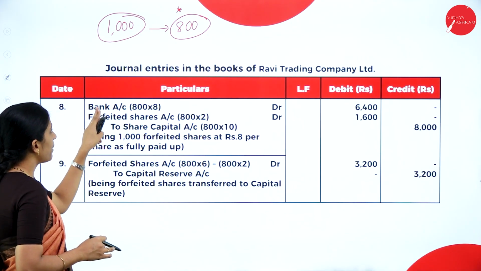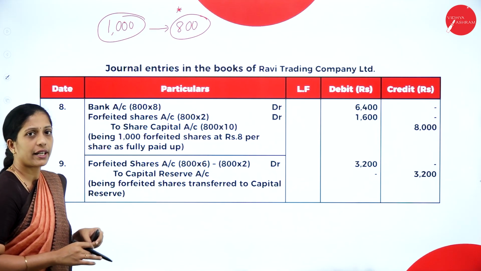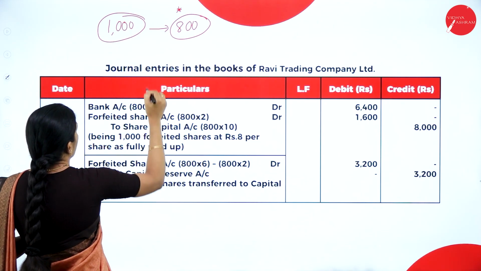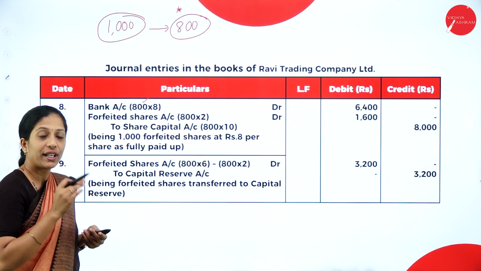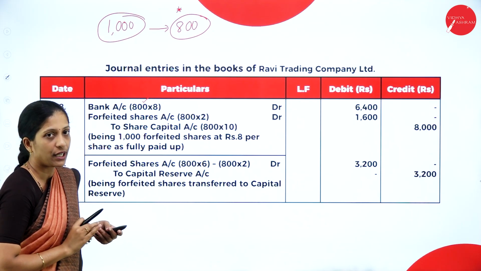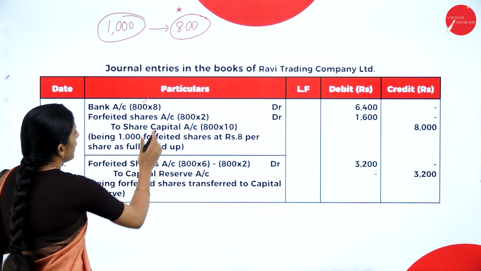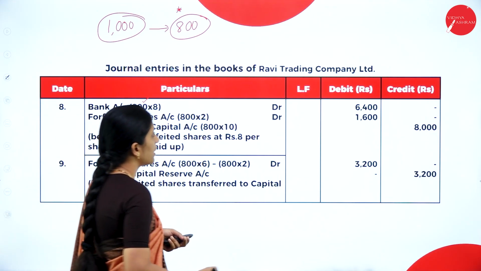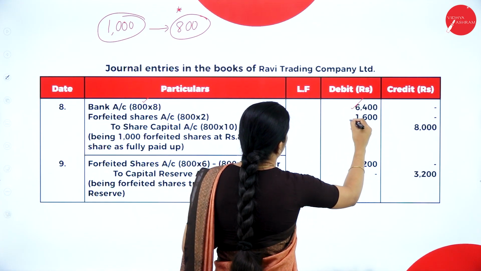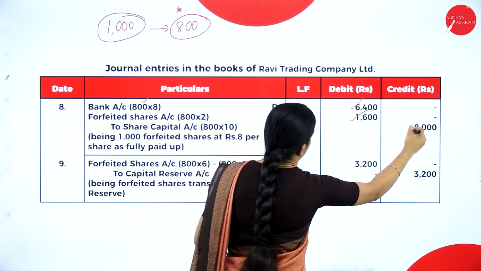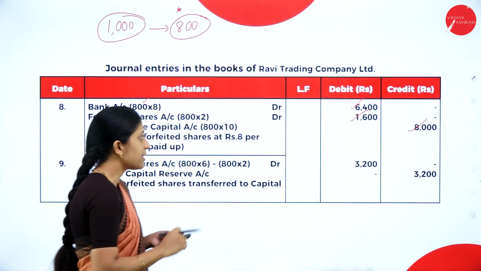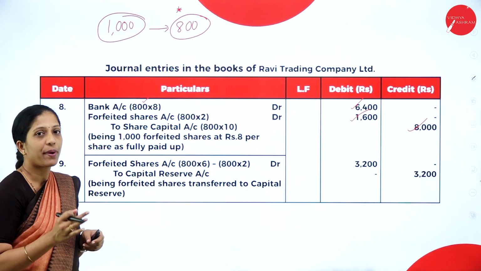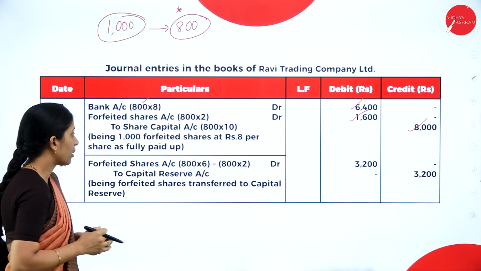So your entry will be bank account and forfeited shares account debit to share capital account. Here instead of taking 1000, we are going to take 800, because only 800 shares we are going to reissue. So 800 into 8, 800 into 2 and 800 into 10. Okay, so 800 into 8, it will be 6,400, 800 into 2, 1,600 and 800 into 10, that is 8,000. Narration: being 1,000 shares forfeited for not paying this first and final call money.